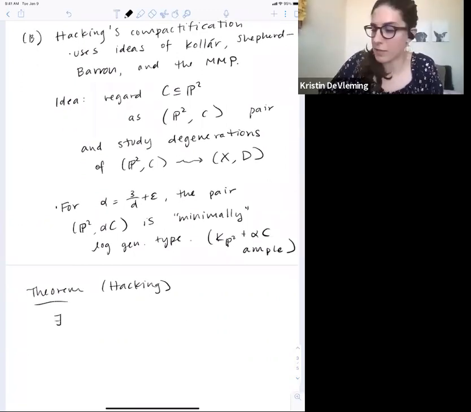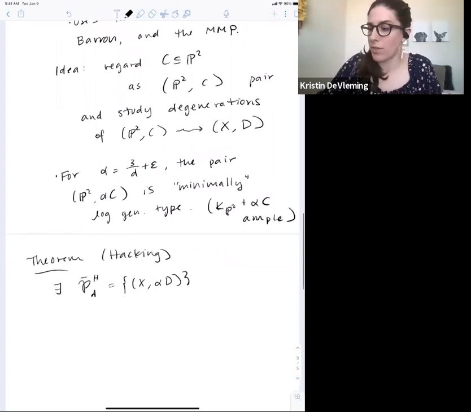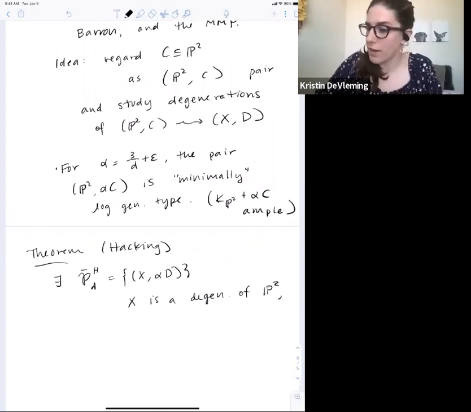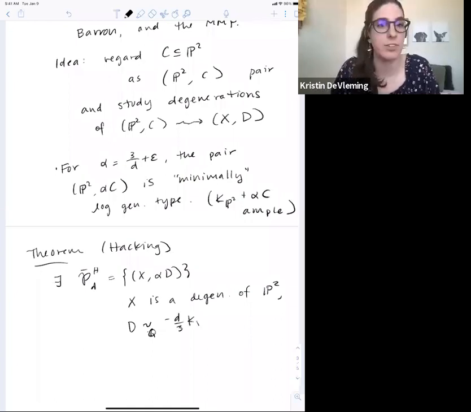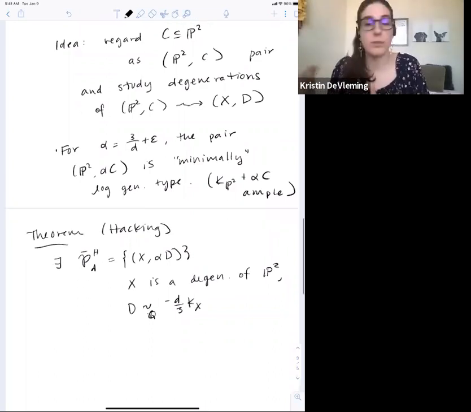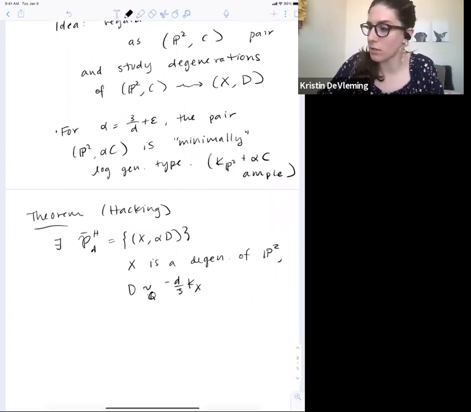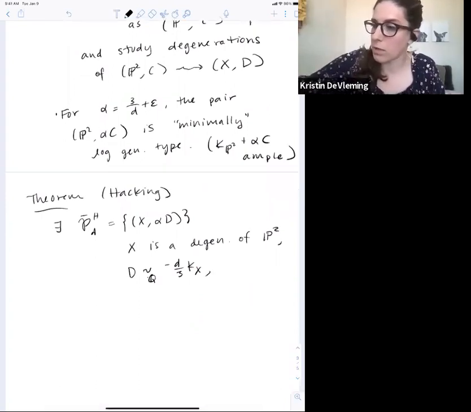So there exists a space P bar_{H,d} of pairs (X, alpha D), with a couple of hypotheses. X is a degeneration, of a particular type, but a nice degeneration of P2. The divisor D is Q-linearly equivalent to a rational multiple, d over 3, of the anti-canonical divisor of X. This holds in P2: a curve on P2 of degree d, where the anti-canonical divisor has degree 3, so this holds in P2. And this pair has at worst some conditions on the singularities. I'll also say that D is ample.